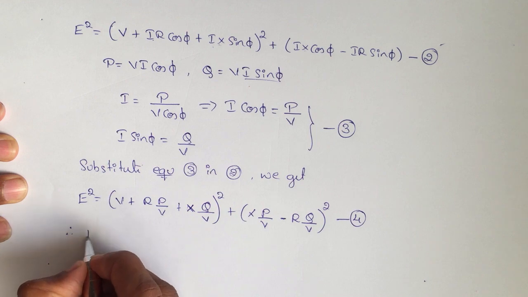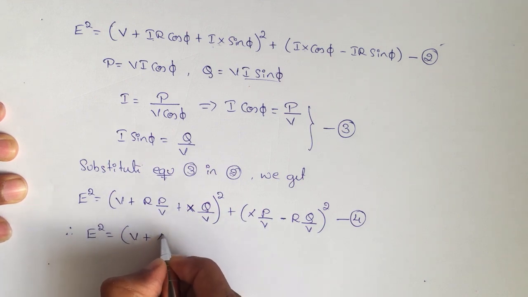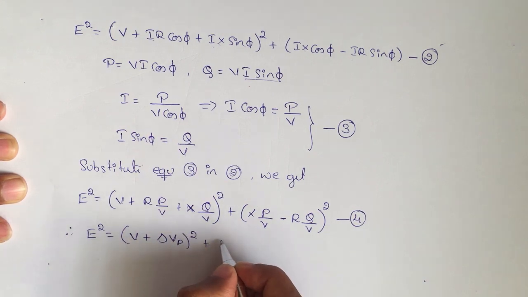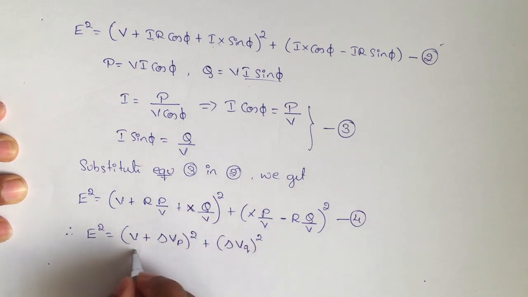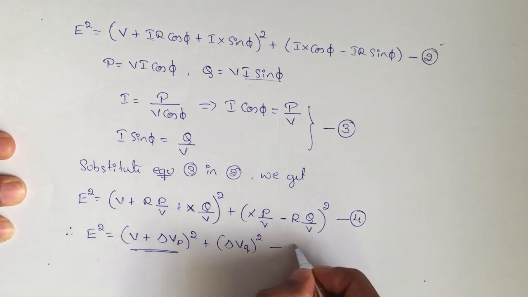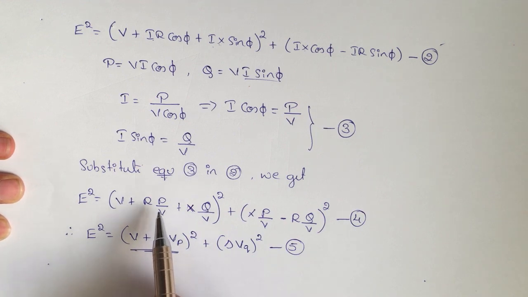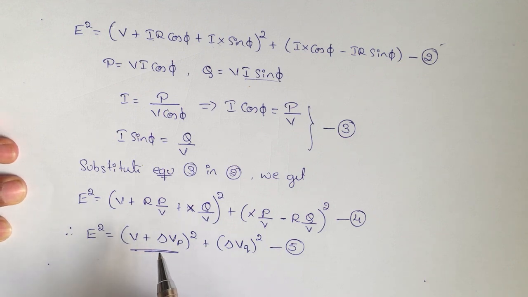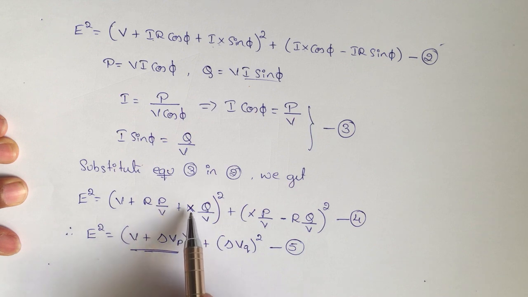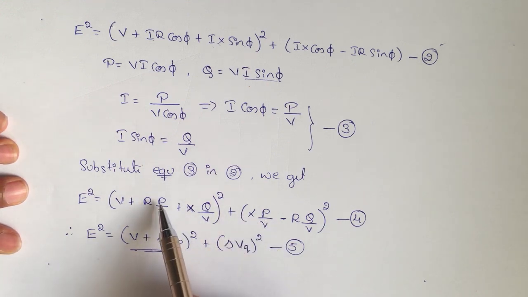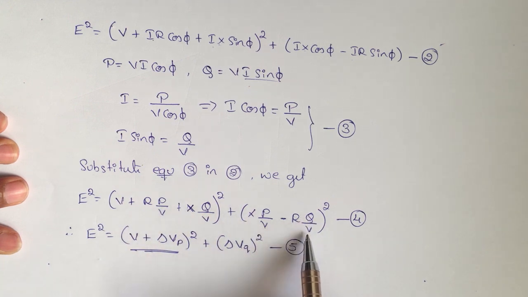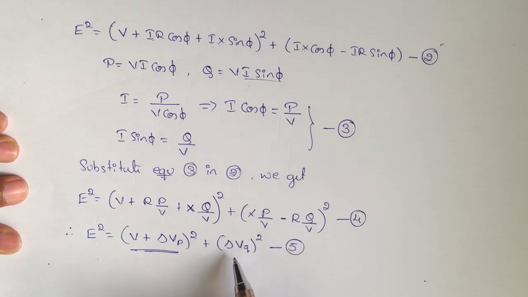Therefore, E square is equal to V plus delta Vp whole square plus delta Vq whole square, marking it as equation number 5, where delta Vp is a small change in voltage that is in phase with V, R into P by V plus X into Q by V. This is in phase with the voltage V, whereas here it is X into P by V minus R into Q by V, which is in quadrature with the voltage V. So we mark it as delta Vq whole square, and this one is in phase with the voltage V, so we mark it as delta Vp, right?